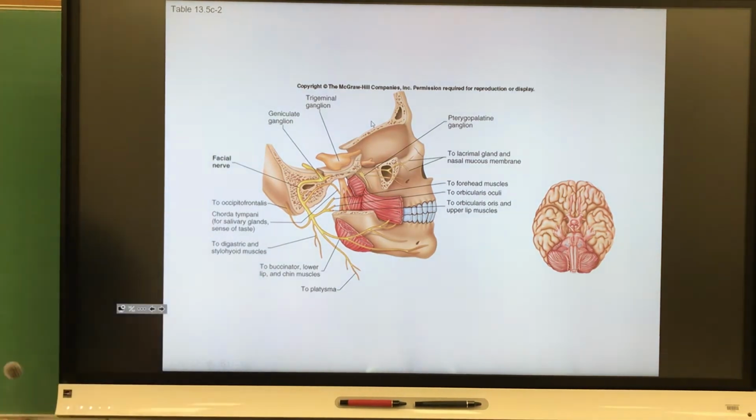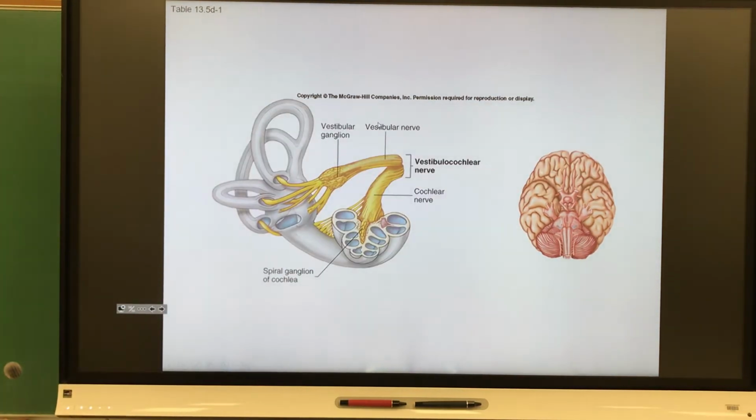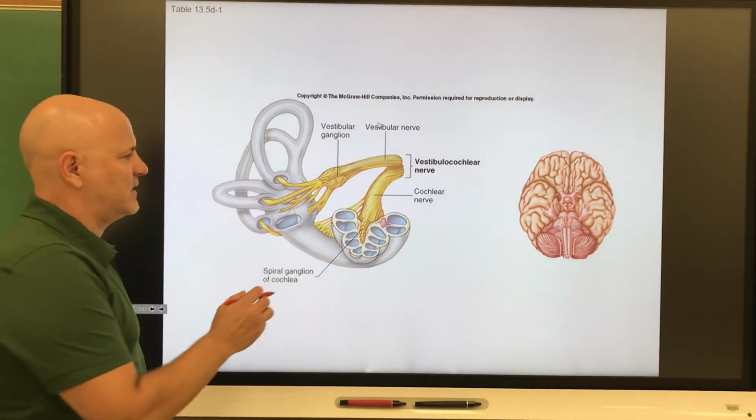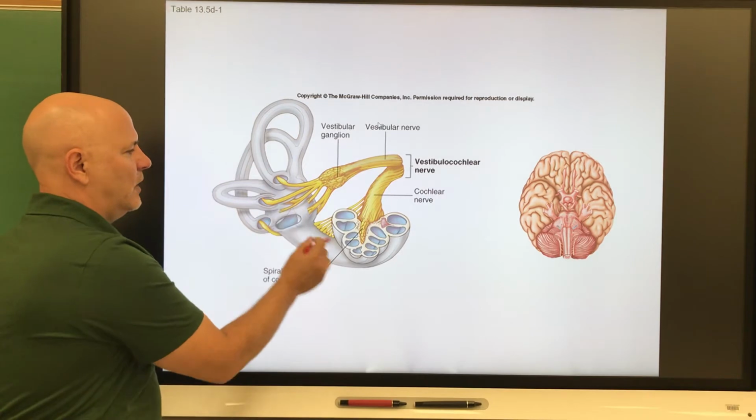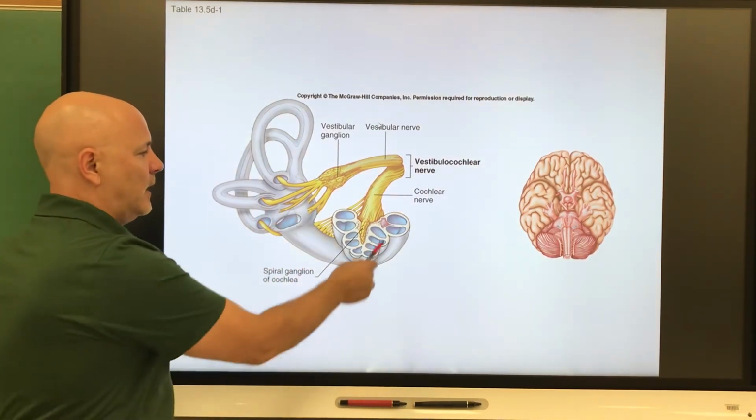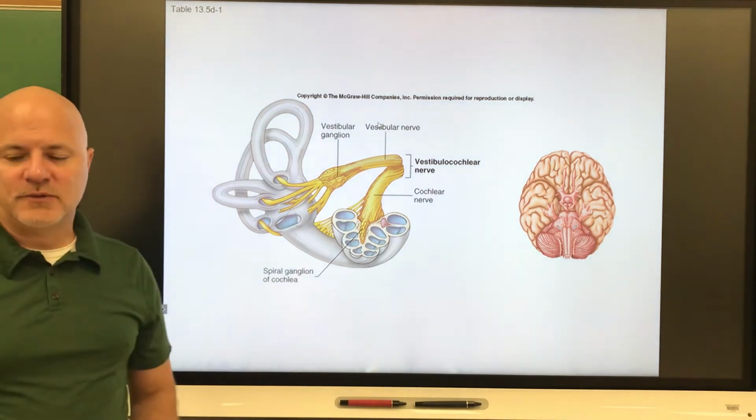Next is the vestibular cochlear. So here's the vestibular cochlear here. Here it comes here. So this is why it's called the vestibular cochlear. It goes to the vestibule, and it also goes to the cochlea. Now the vestibule is where we sense equilibrium, and the cochlea is where we hear. So that's what it does.